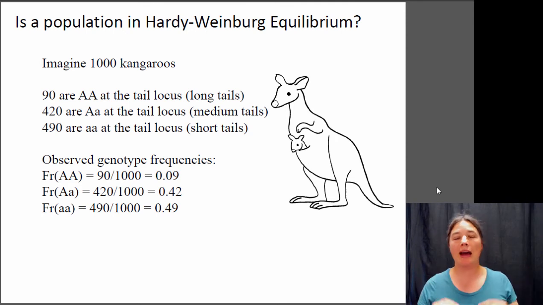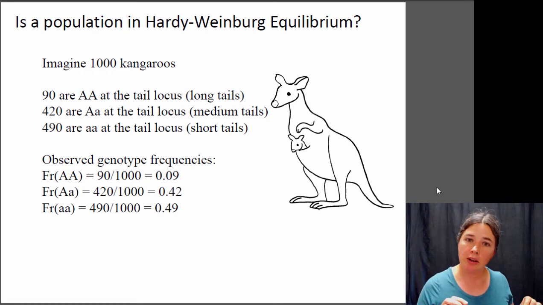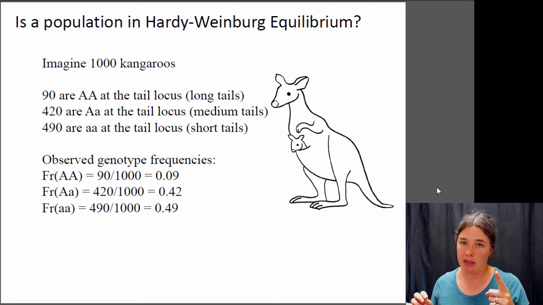So if we look at our individuals here, each individual has two alleles. So let's start with the big A allele. What individuals in this population have big A alleles? Well, the long-tailed kangaroos have big A alleles. Each individual who's long-tailed has two big A alleles. But there's another kind of individual that also has big A alleles, and those are the medium tails. They're heterozygous, so each medium tail kangaroo has one big A allele.